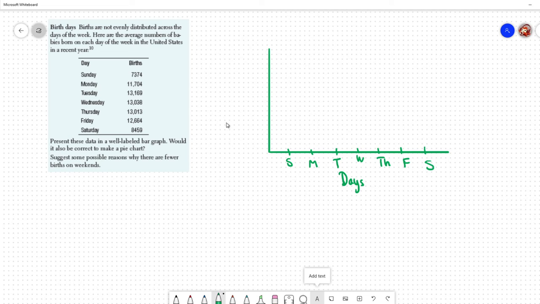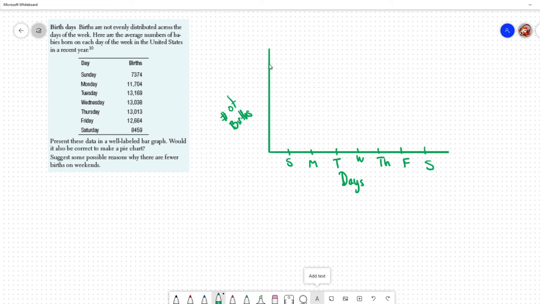And then on the vertical axis, what we have here are the actual numbers of births. So I'm just going to say number of births. You could decide to say percentage as well, because we could add up all these numbers and write it as a percentage. But again, I want to make things easy for me. There's nothing telling me to do it any particular way, so I'm just going to go with the count.